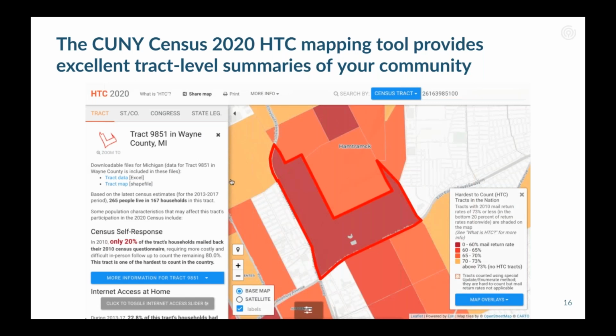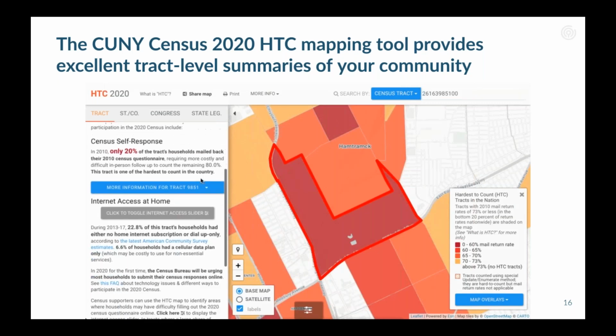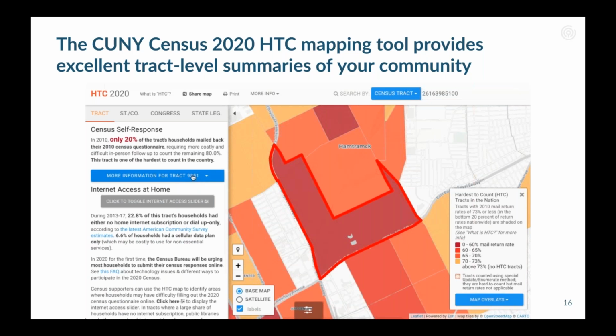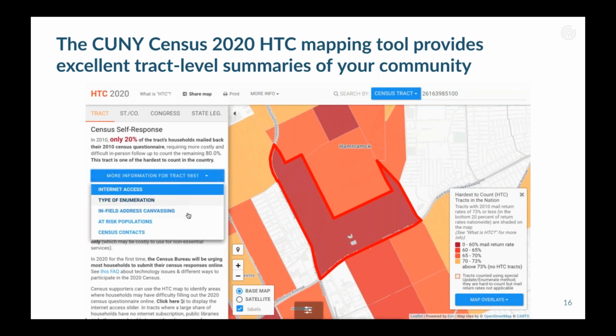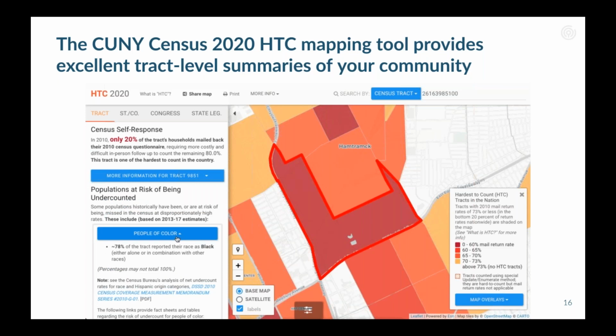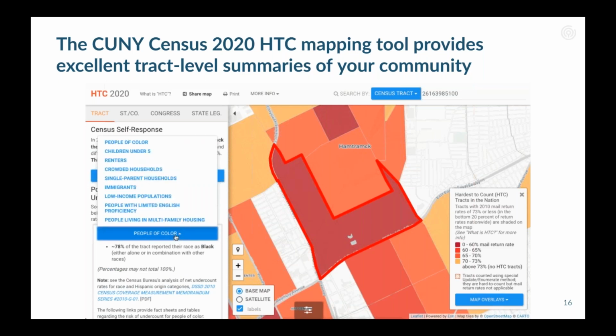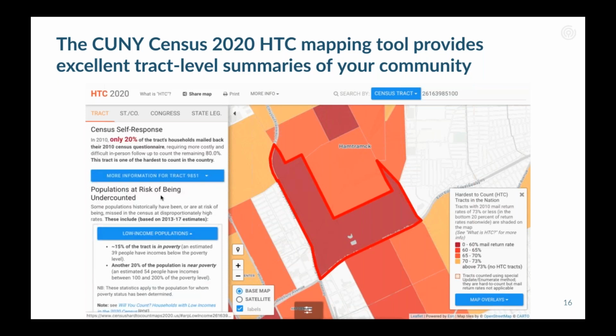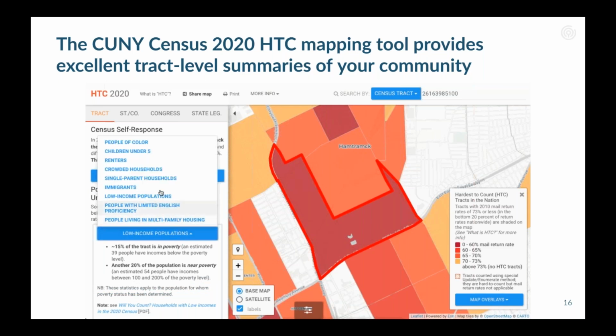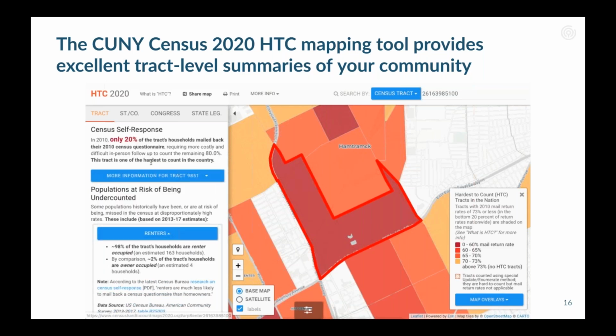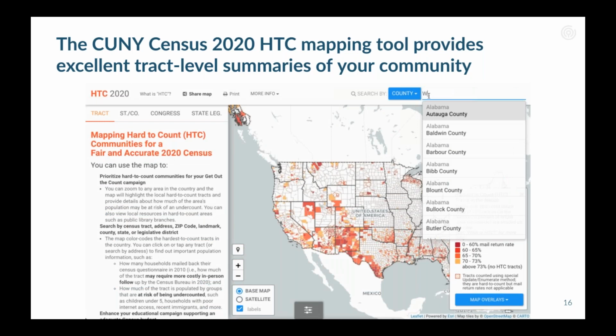This tract poses a real challenge. Only 20% of households in this tract mailed back their form in 2010. And we can start to see why when we use this tool to understand the specific demographic factors. Most saliently, almost everybody in this tract is a renter. You can see here that 98% of the tract's households are renter occupied as opposed to home owned.